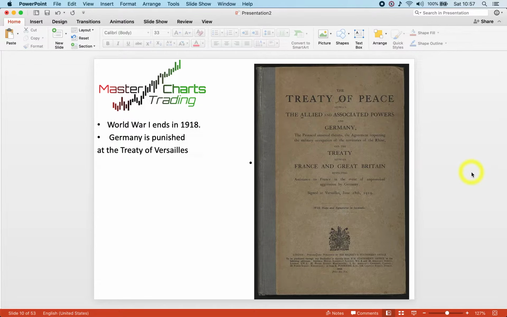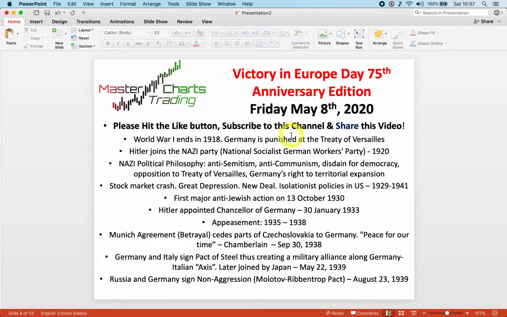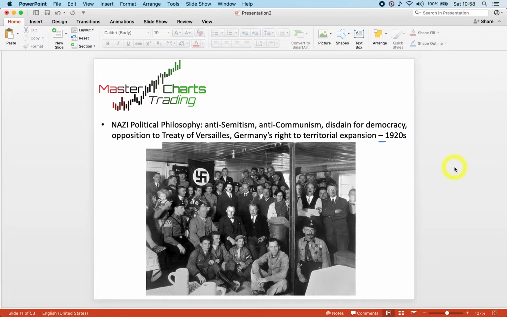So this led to the formation of various parties in Germany and around the world, such as communists, and eventually in Germany a Nazi party. Nazi is an abbreviation in German for National Socialist German Workers' Party. This happened in the 1920s, and Hitler joined this. He's right there in this photograph.